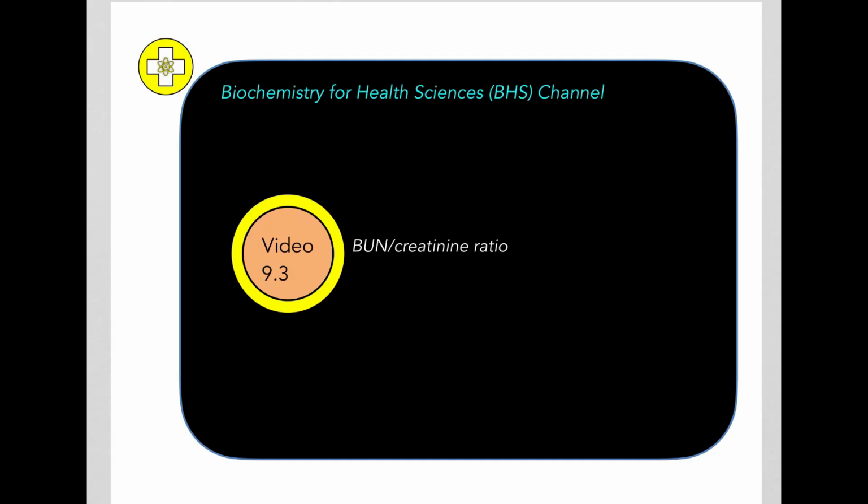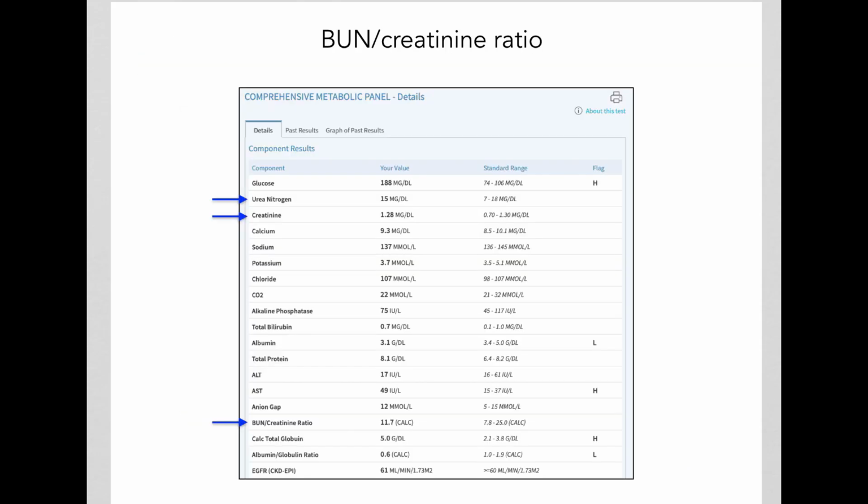In today's video, we shall discuss the BUN creatinine ratio. In the last two videos, we discussed the urea nitrogen or the blood urea nitrogen, BUN, also called the serum urea concentration, as well as the serum creatinine concentration. Now, if we divide the BUN by the creatinine, we get the BUN creatinine ratio.